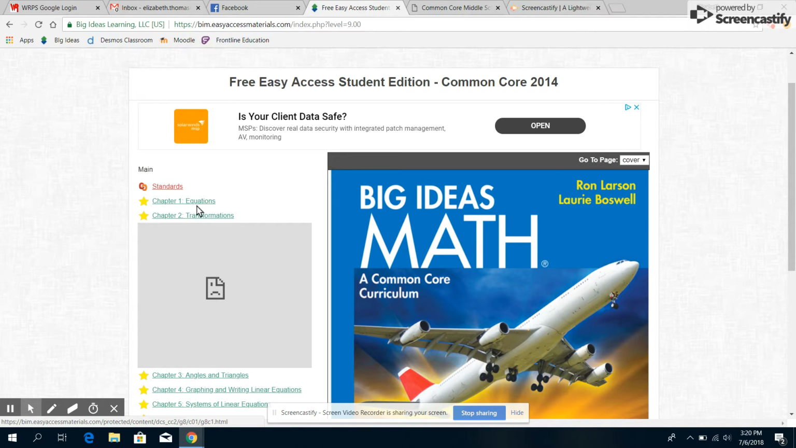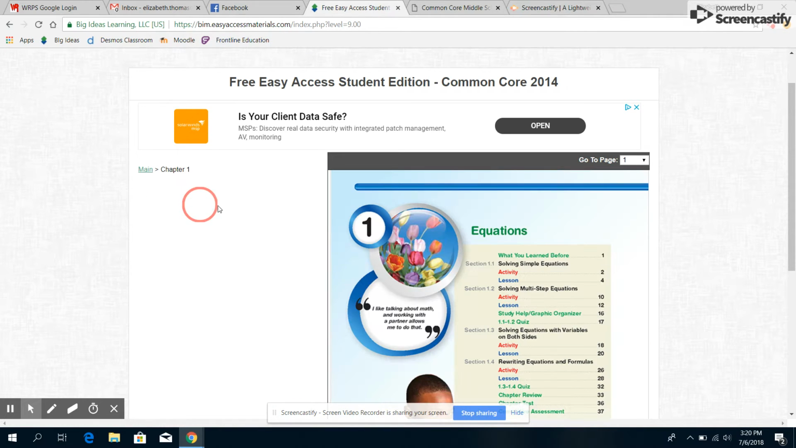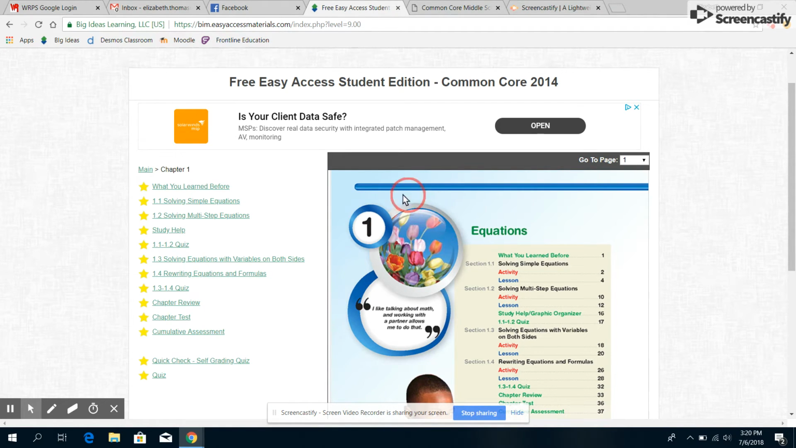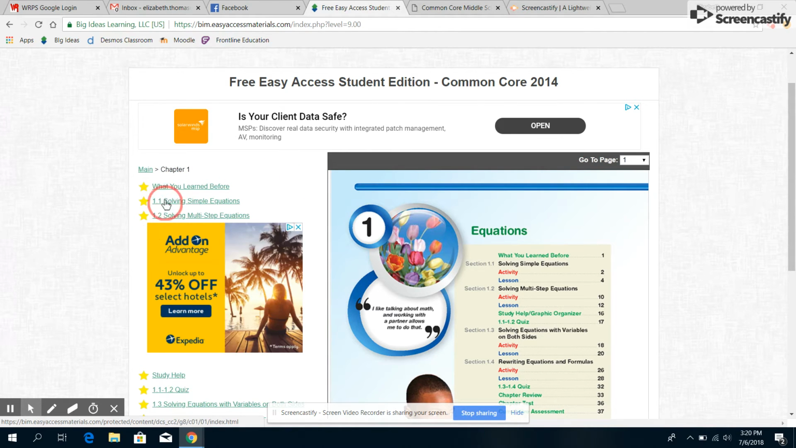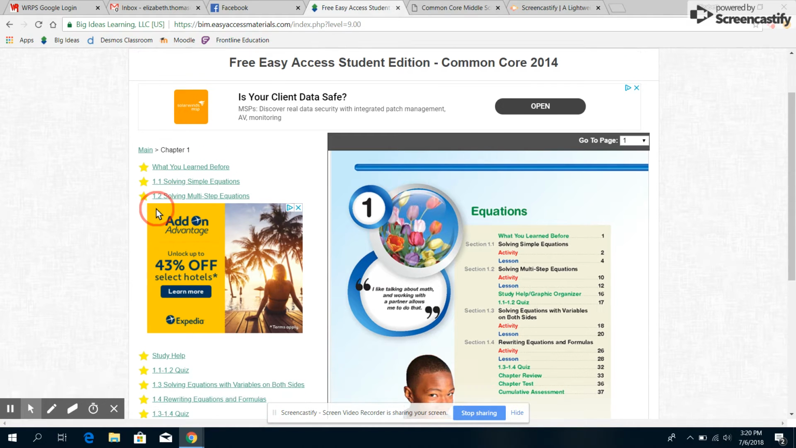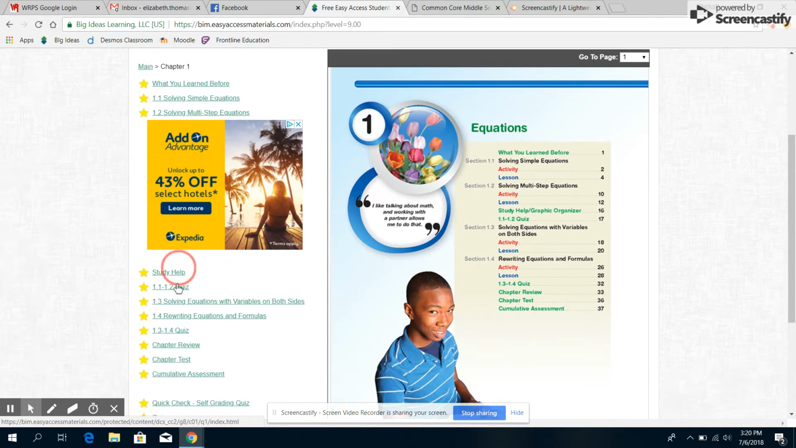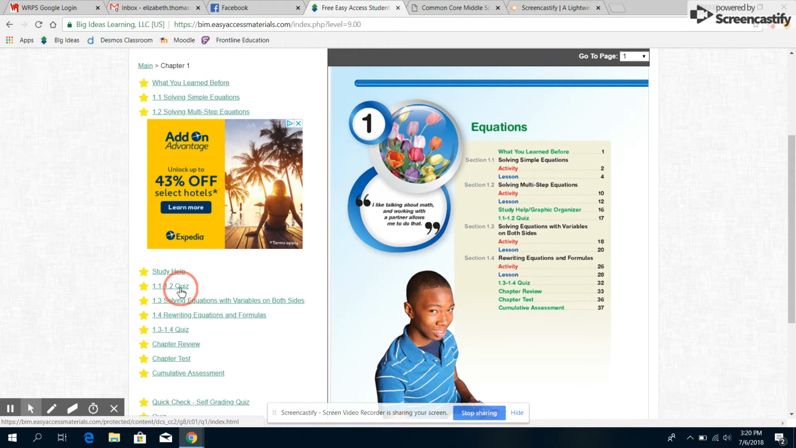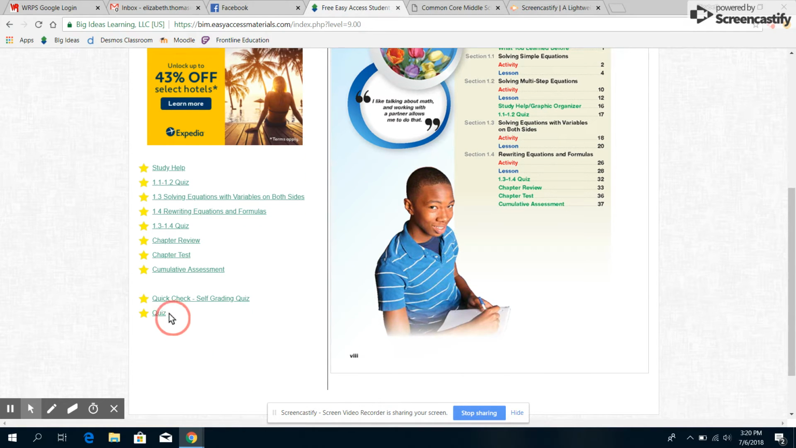Okay, we'll start with chapter 1, equations. Again, these options all come up over here on the side. It takes you section by section. There's some study help, a quiz, some more sections, the quiz, chapter test, cumulative assessment. These quick checks are self-grading.